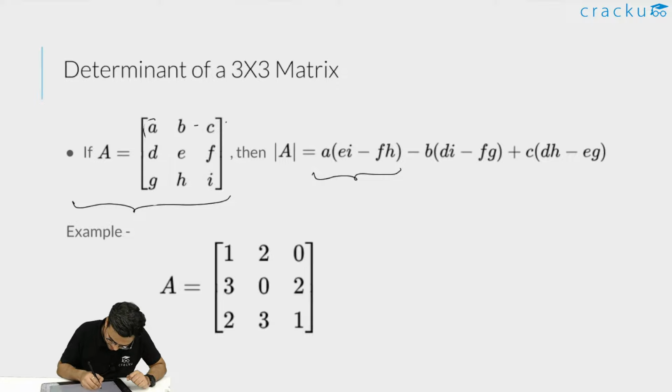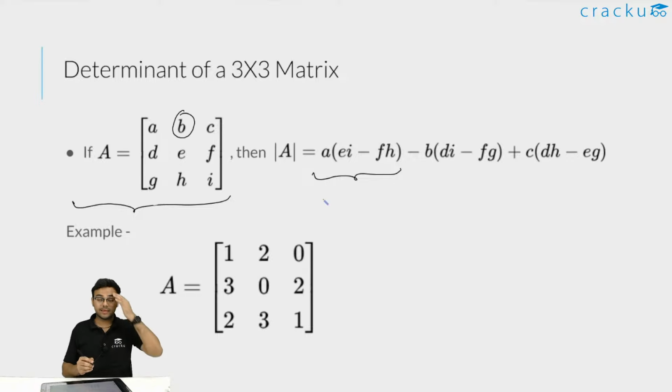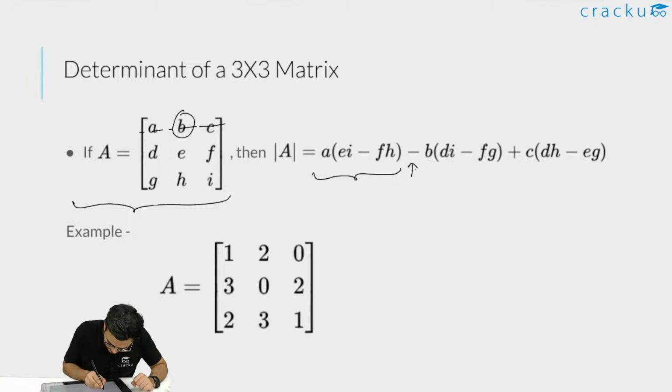Now I have to take first row and second column, so I'll take this element. As I mentioned earlier, the sign will change because 1 plus 2 is 3, and 3 is odd. So first of all, minus B we have taken, and now we remove the first row and second column. So this is DI minus GF.